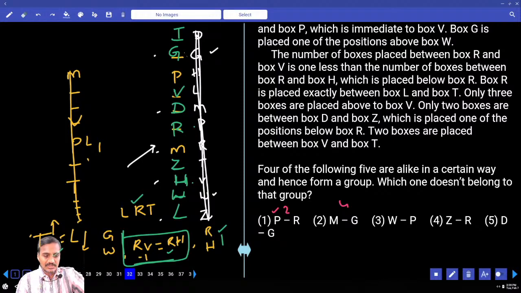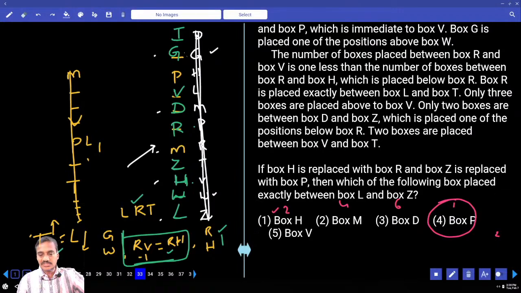And W and P, how many boxes are there? 1 2 3 and 1 2 3 4 5 6. There are 6 boxes. And in between Z and R there is only one box. And between D and G there are 2 boxes, except in choice 4. And in the remaining, even number of boxes were there, but in choice 4 it was odd.